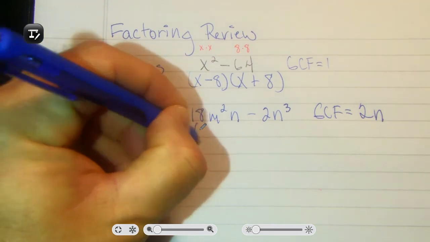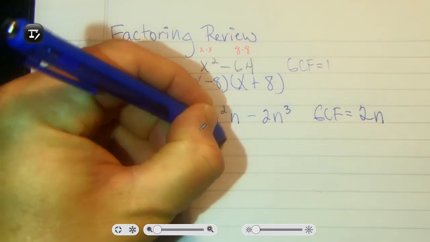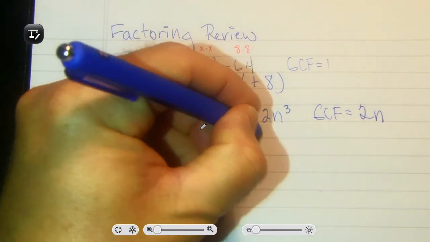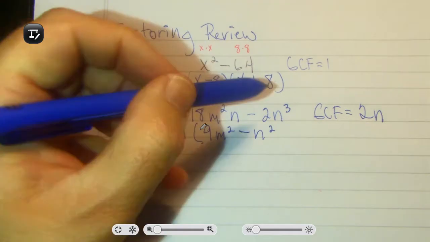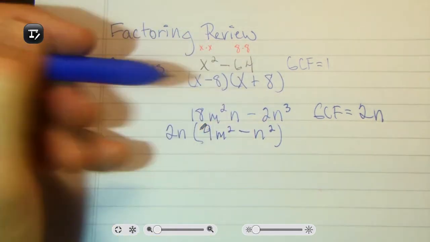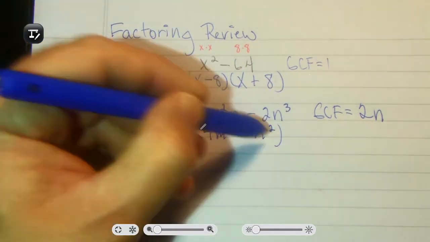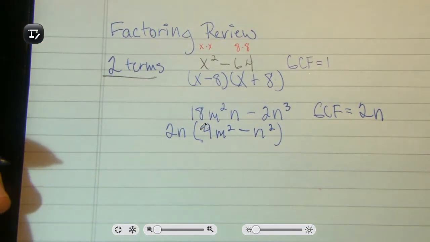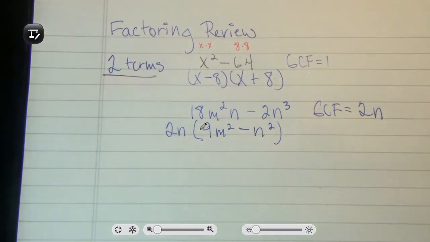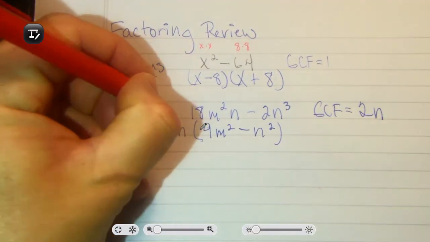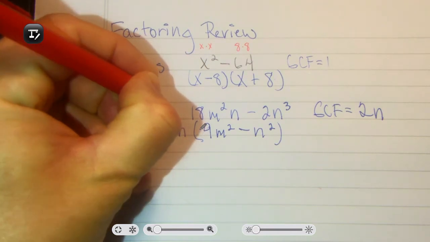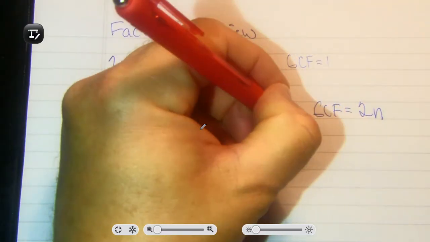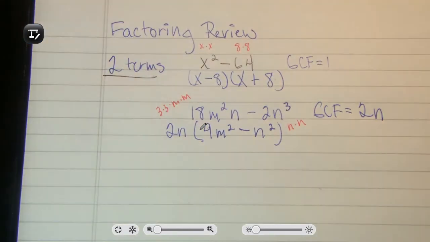When I factor out that GCF, I'll be left with n times 9m squared minus n squared, because 18 divided by 2 is 9, 2 divided by 2 is 1, and n to the third divided by n is n squared. So I just remove an n there because I factored it out. Alrighty, so 9m squared is the same thing as saying 3 times 3 and m times m. So that's a squared term. And n squared is the same thing as saying n times n.